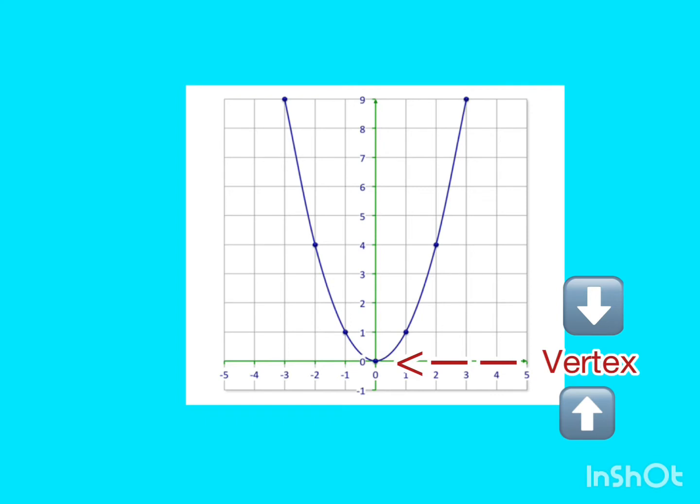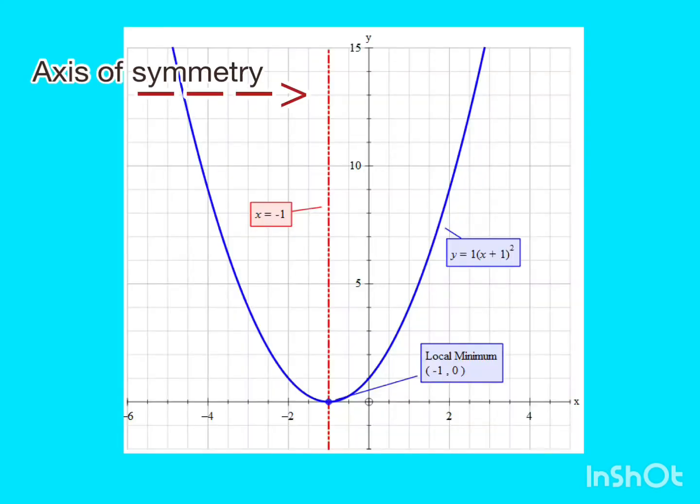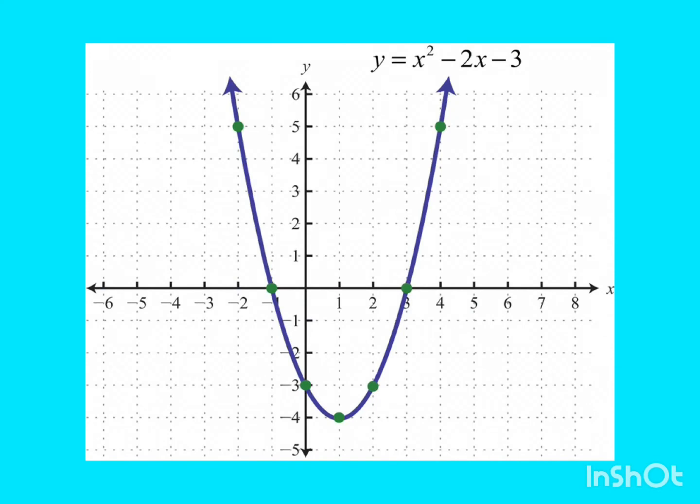Now we're going to continue with the axis of symmetry. The axis of symmetry is the vertical line that divides the parabola into two equal parts. Now, the y-intercept. The y-intercept is the point where the parabola intercepts the y-axis. Normally, it's only one point.